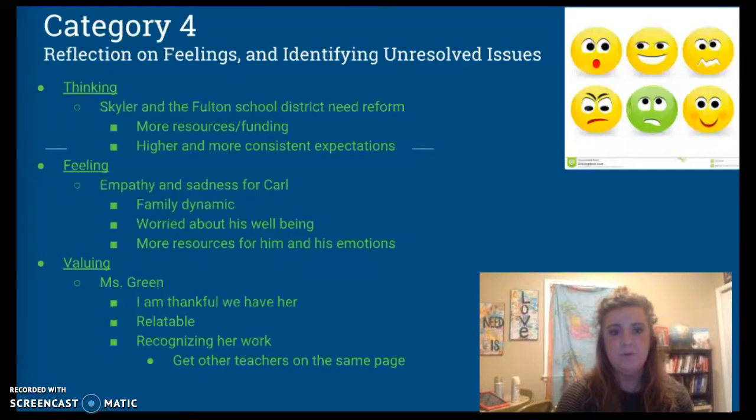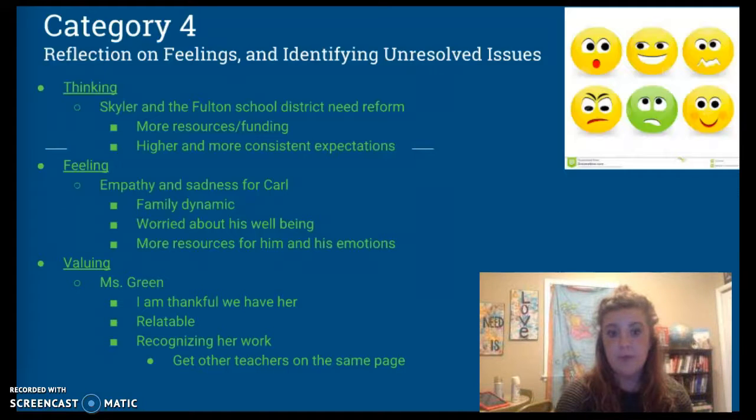Next, I can't help but feel empathetic and worried for Carl. He is really young and he's experienced a lot and he's very impressionable. I worry about what his home life is like and what is going on beyond the school walls, and how some of those things are out of my control and the teacher's control.